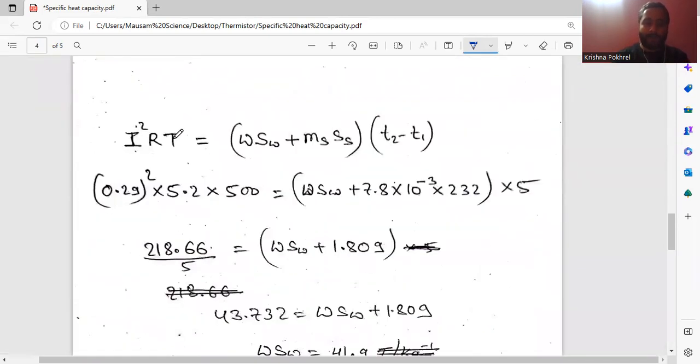So what we have done, we have used this formula. I means the current, 0.29 ampere. R means the resistance of that box, that calorimeter, 5.2 ohm. T means time, 500.